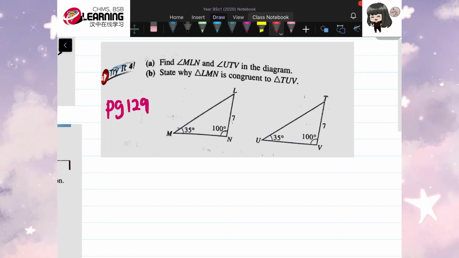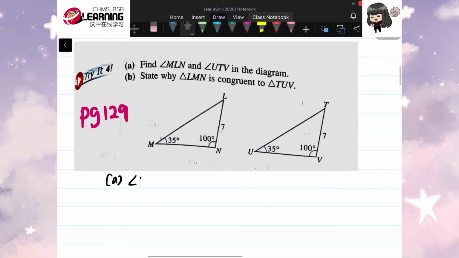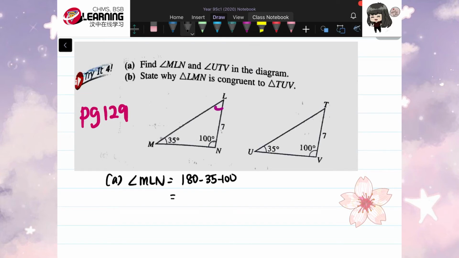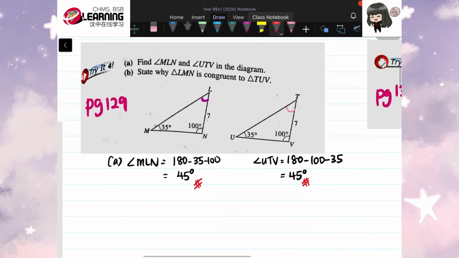Okay, find angle MLN and angle UTV in the diagram. Let's find out the angle. Part A, the angle of MLN is equal to this one. To find that, the sum of angles in a triangle is 180 minus 35 minus 100, and then you get 45 degrees. And angle UTV, this triangle is the same thing, so 180 minus 100 minus 35. It's the same, so it's 45 degrees. So both of the angles are 45.